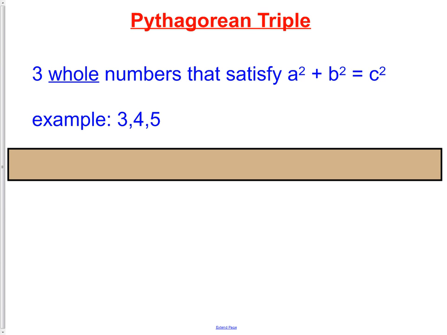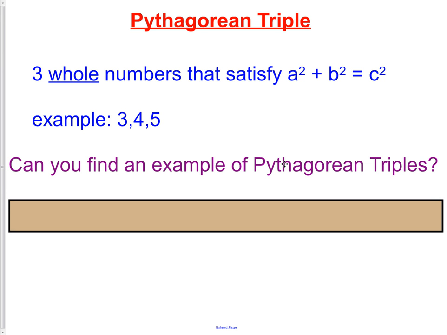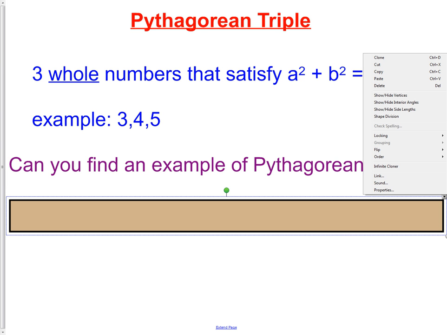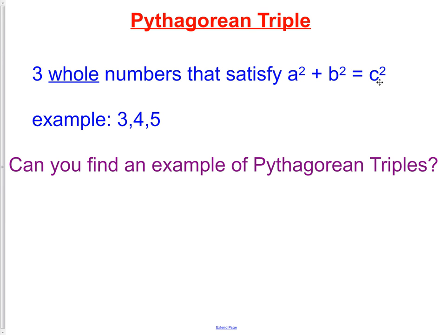Example, 3, 4, 5. Can you find examples of the Pythagorean triples? There are actually lots and lots and lots of examples. 3, 4, 5, 6, 8, 10, 12, 16, 25, and onward and onward. The key is they must be whole numbers. No decimals, no fractions, none of them will work. They have to be whole numbers.